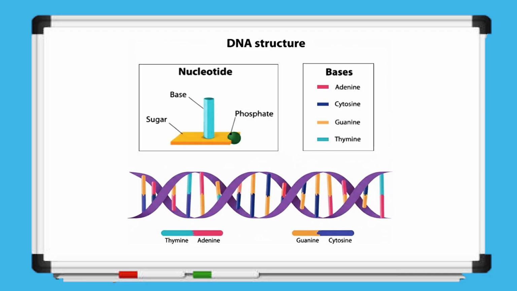There are 4 types of bases in DNA. Adenine pairs with thymine, and guanine pairs with cytosine. This specific pairing follows a fixed rule. When many nucleotides join together, they form 2 long strands. These strands twist around each other to form the double helix shape.